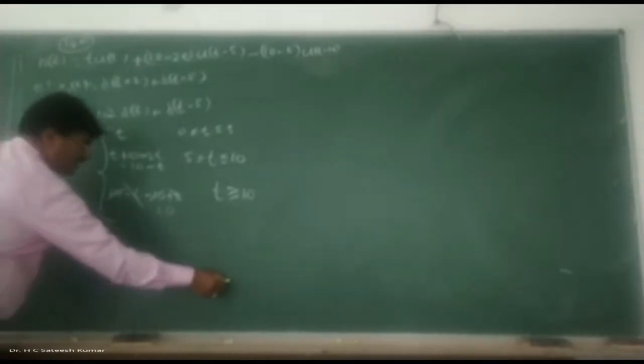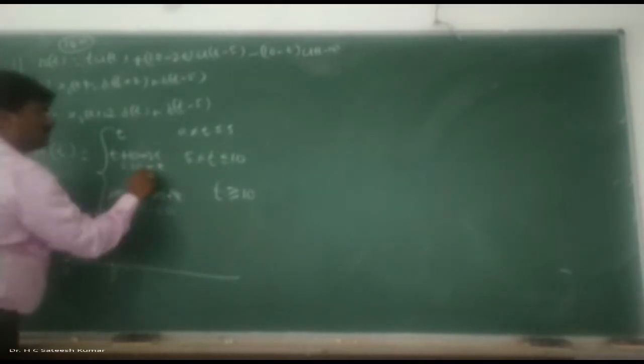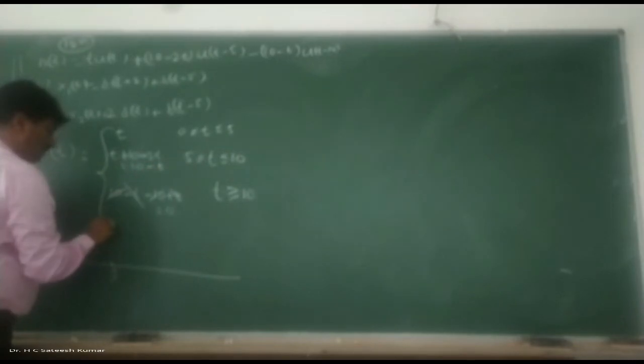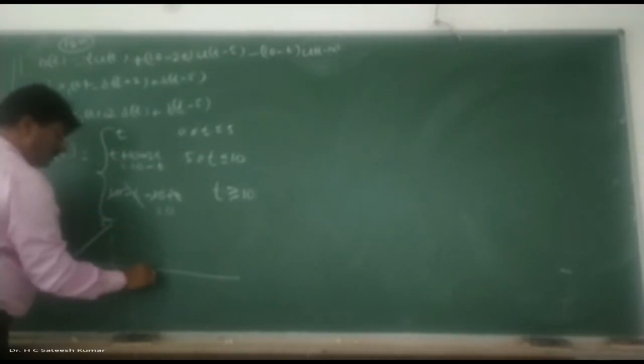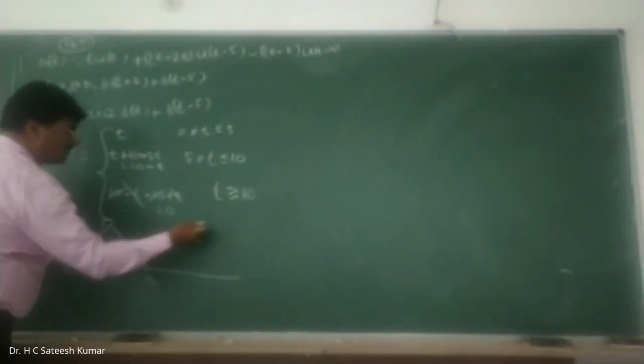Once you are able to do this one, the rest is very simple. Okay, I will sketch this signal. From 0 to 5, this is very easy. What is the value? t. At 0 it is 0, at 5 it is 5, so it is a ramp. Between 5 to 10, negative slope, decreasing. At 5, 10 minus 5 is 5, and at 10, 10 minus 10 is 0. Beyond that, it is 0.